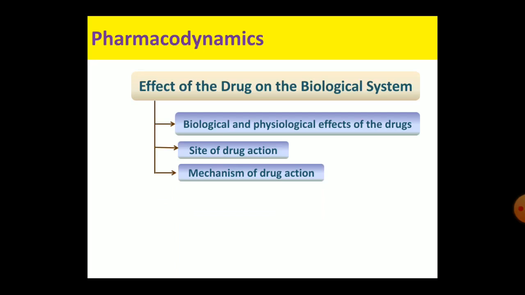Say for example, salbutamol, which is used in the treatment of bronchial asthma. The pharmacological action of salbutamol is bronchodilation, and that is helpful in bronchial asthma. And how does salbutamol cause bronchodilation? Through a receptor or through any other means. What is the mechanism? That comes under the heading of mechanism of action. So don't confuse these two terms.